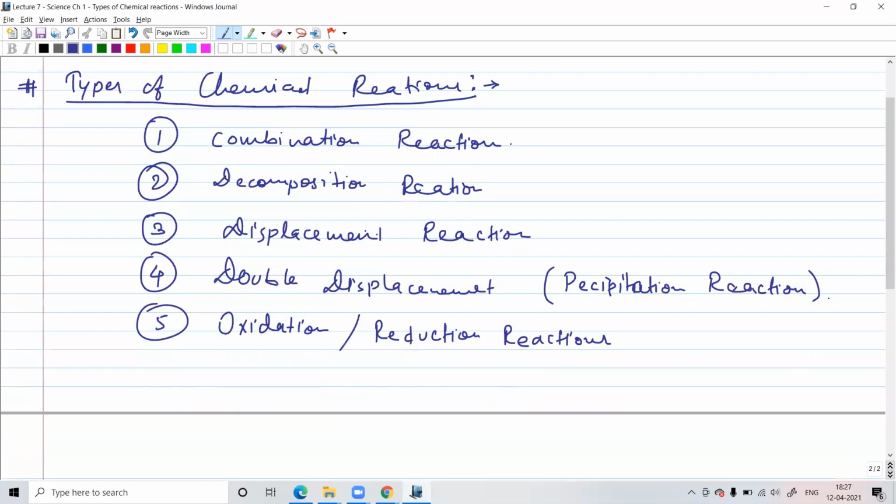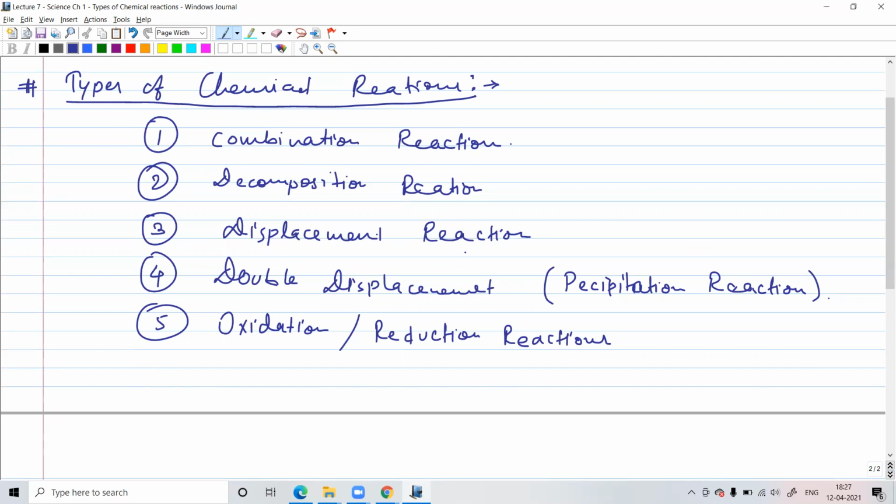As the names tell you, combination means some compounds will combine. Decomposition means they will break down into smaller components. Displacement means something will get exchanged. One part of the compound will be taken up by some other atom, some other compound. Double displacement, we will learn in more detail. Oxidation, reduction, we're going to see now, okay? So let's take it up one by one. We will start with combination reaction today.